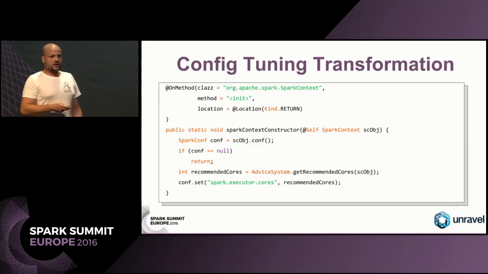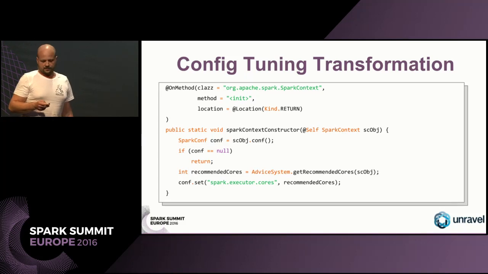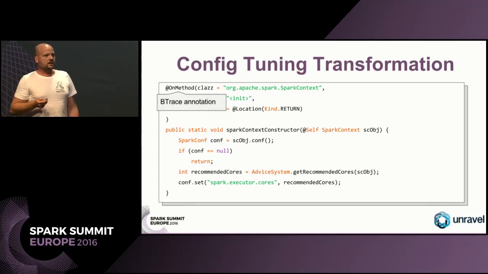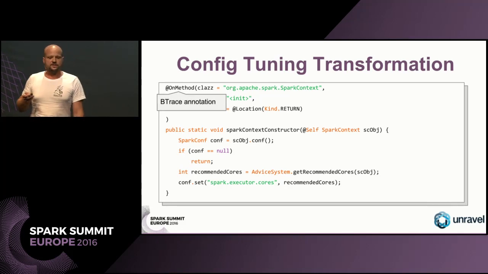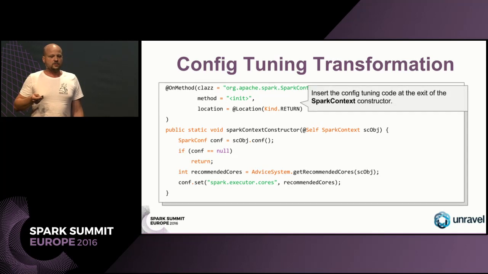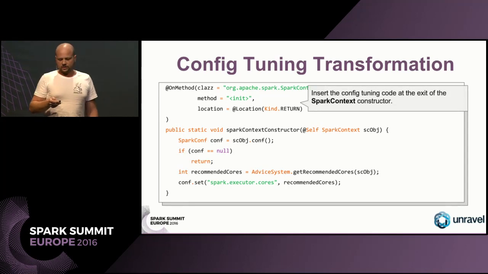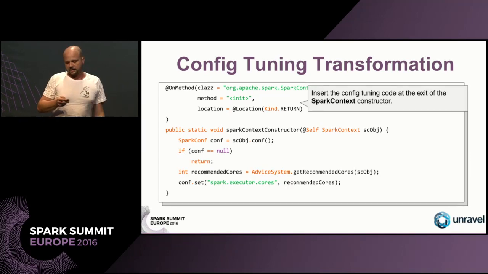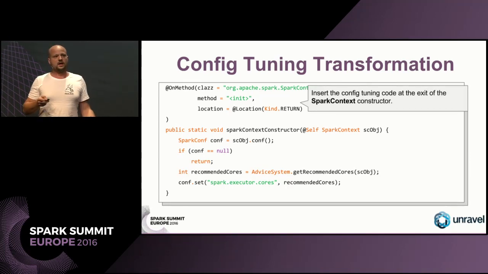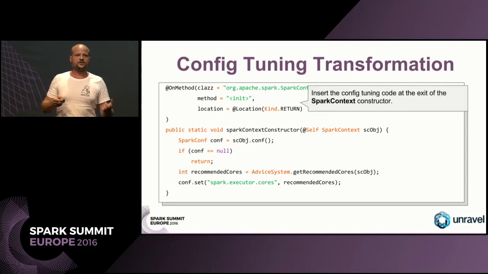This is how the btrace DSL looks like. So we have btrace annotation, which specifies where the code will be inserted. Here we are describing that we want to insert the code into a Spark context. "In it" means that it's constructor, and location kind return means that we want to inject the code before we return from the constructor.